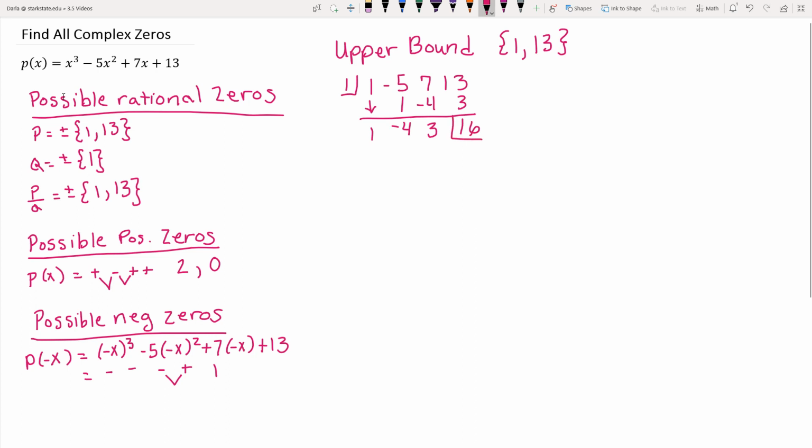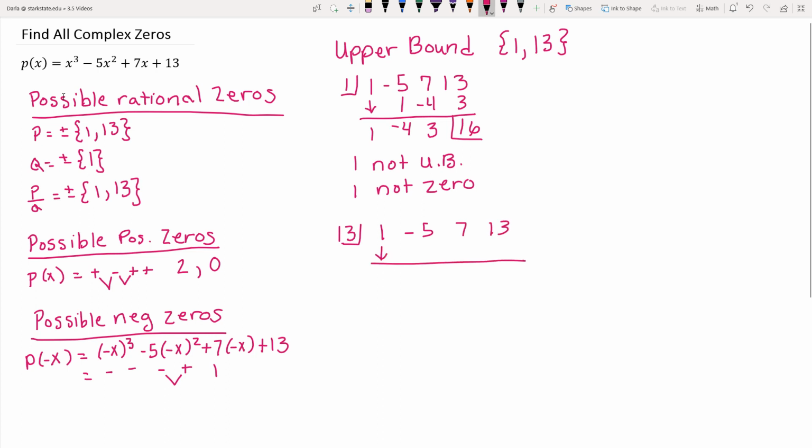And we can see that 1 is not an upper bound because we don't have a row of all positives, and 1 is not a 0, and the reason we know it's not a 0 is the remainder isn't 0. So then we're going to go ahead and move on and try 13 with the same coefficients since we haven't found any zeros yet.